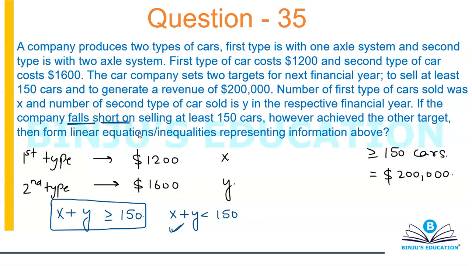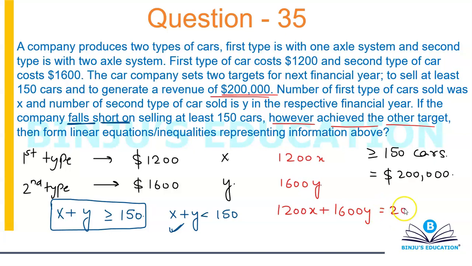Now if they're selling X cars of first type and Y cars of second type, then I can say that the total revenue generated from first type of car is 1200X, and total revenue generated from second type of car is 1600Y. Again, now let's move on. However, achieve the other target. The other target was to generate a revenue of 200,000, which means I can write 1200X plus 1600Y is equal to 200,000.